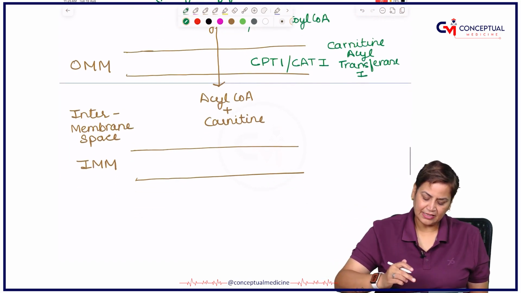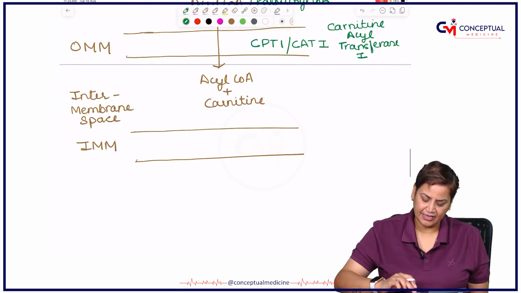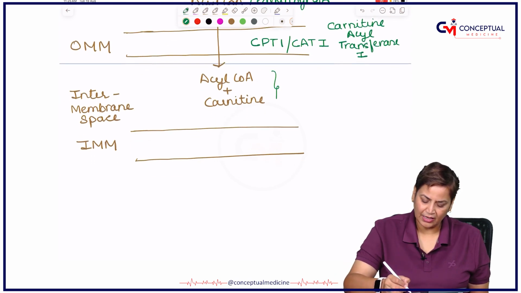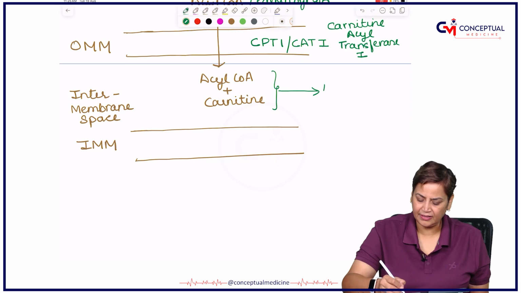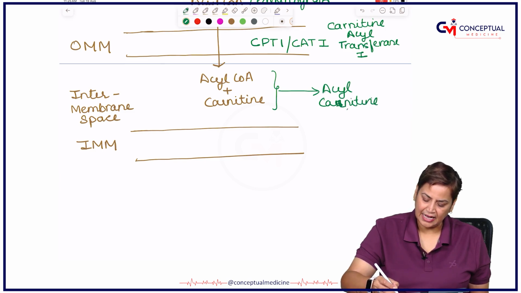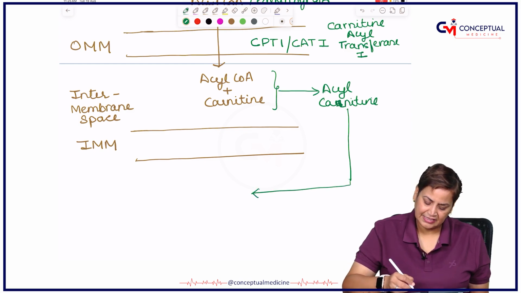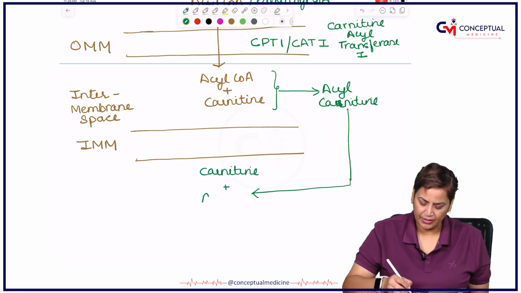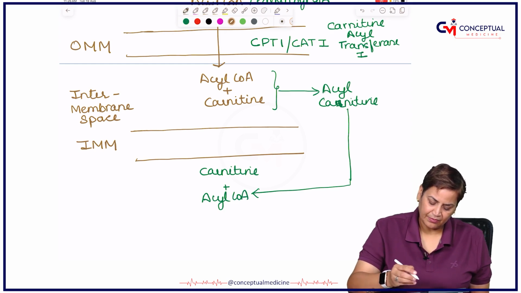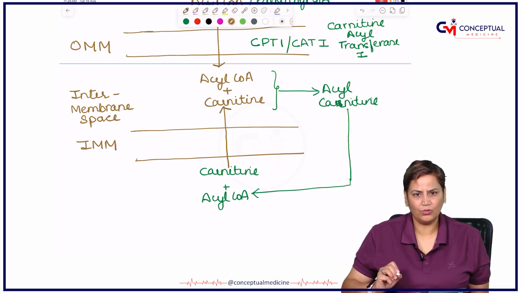Now what happens is this acyl coenzyme A plus carnitine is going to form acyl carnitine, and that is our motto. And this acyl carnitine will come here, releasing carnitine and acetyl-CoA. And this carnitine by translocase will go out like this.